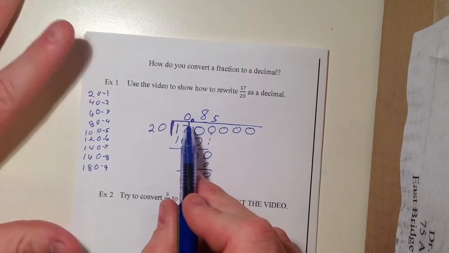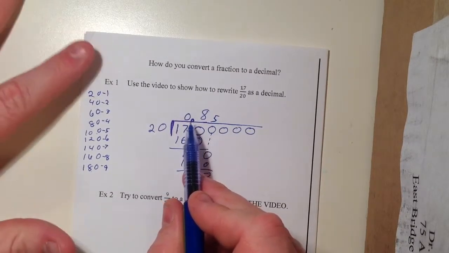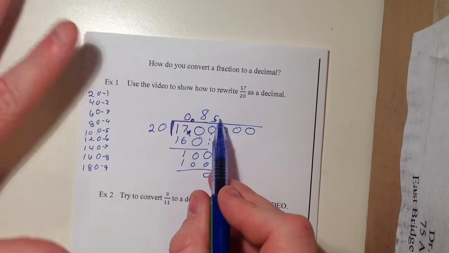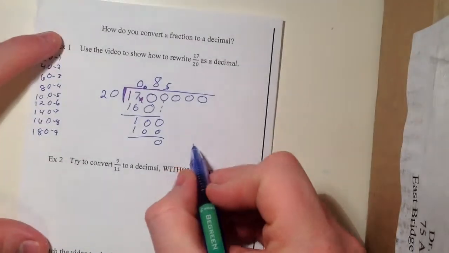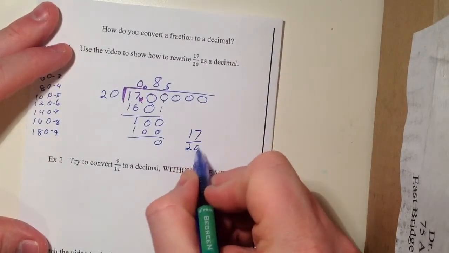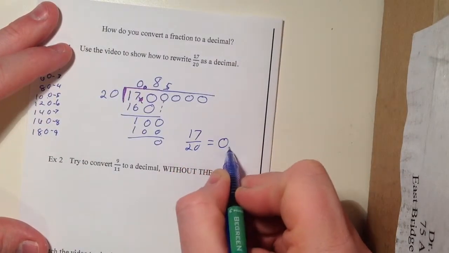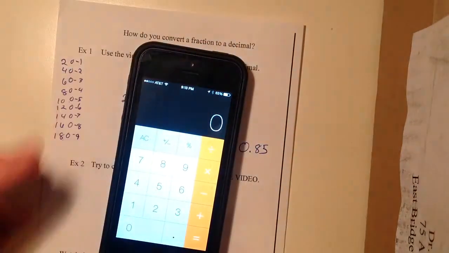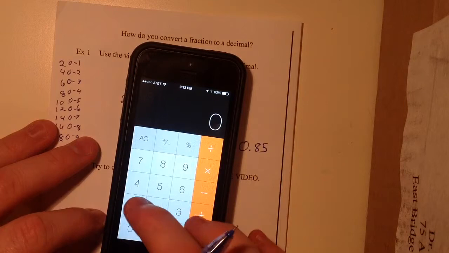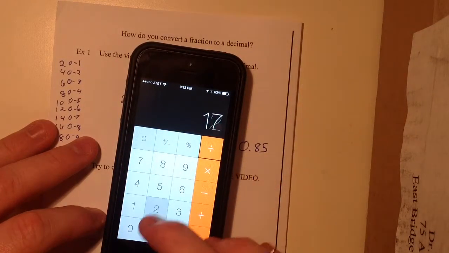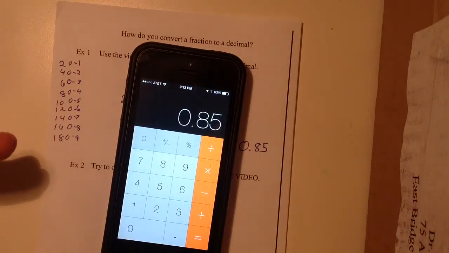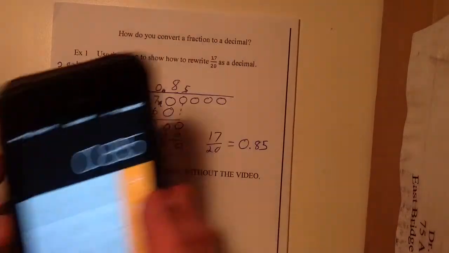Usually you want to go, depending on what the directions say, but you can do this forever for some fractions. This fraction ended here, so we're good. So that's my answer. 17 over 20 is equal to 0.85. You can try that with a fraction or a calculator. Check yourself. 17 divided by 20, 0.85. That would have been really embarrassing if I was wrong right there, but I'm not because I'm amazing.